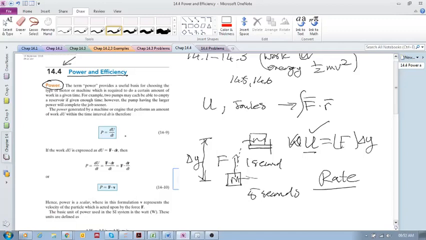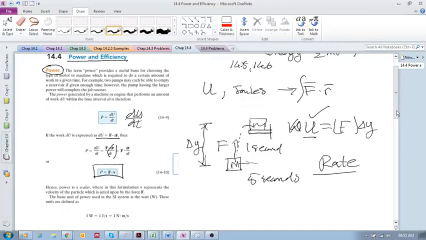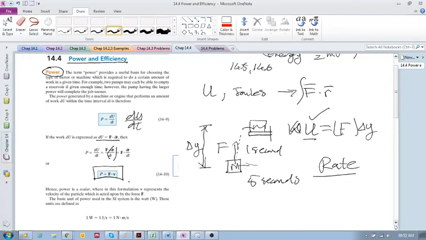So power is given by this dU dt. It's the amount of work over time. And we know that dU is equal to F dot dr. Delta work is equal to F dot dr. So power is equal to F dot dr over dt. Now what is this, dr dt? That is velocity. So here we go. Here is the equation for power. It is the force times the velocity. Force times velocity. And we'll look at some examples.